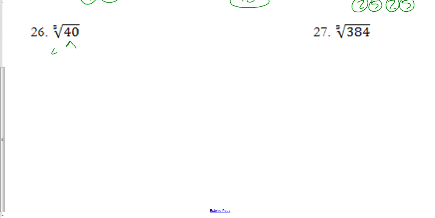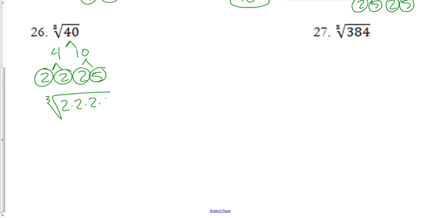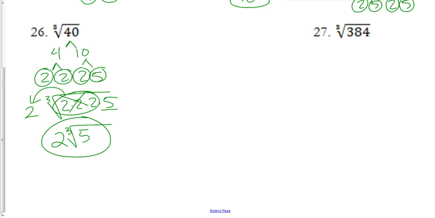26, 40 is 4 and 10. 4 is 2 times 2. 10 is 2 times 5. So I have the cubed root of 2 times 2 times 2 times 5. Group of 3, pull a 2 out. 5's left by itself. Gives me 2 cubed roots of 5.